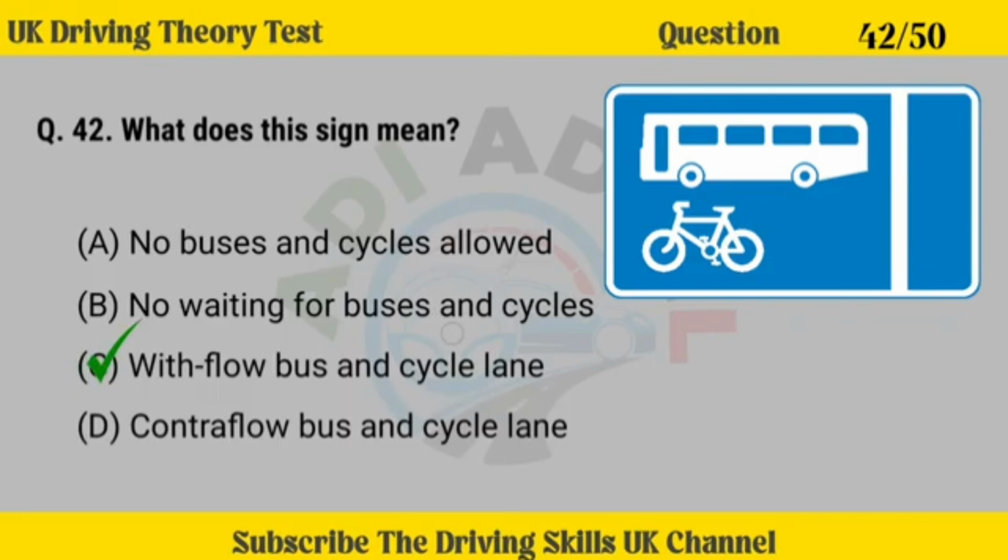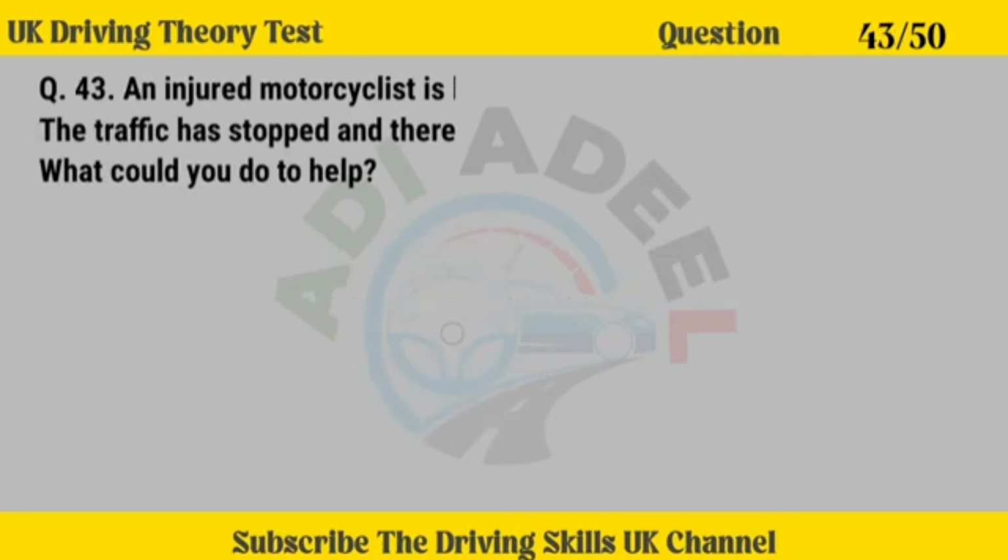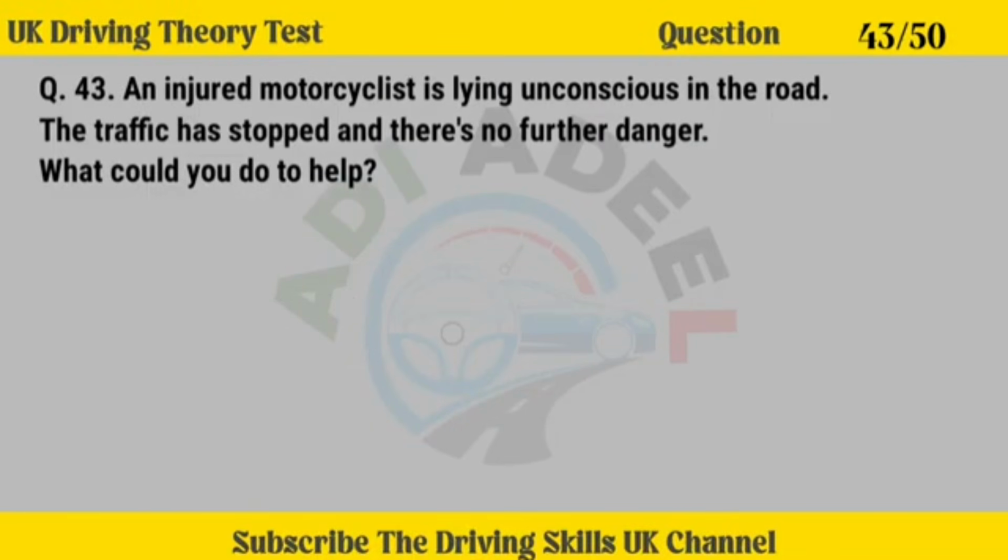The right answer is C. With flow bus and cycle lane. Question 43. An injured motorcyclist is lying unconscious in the road. The traffic has stopped and there's no further danger. What could you do to help?